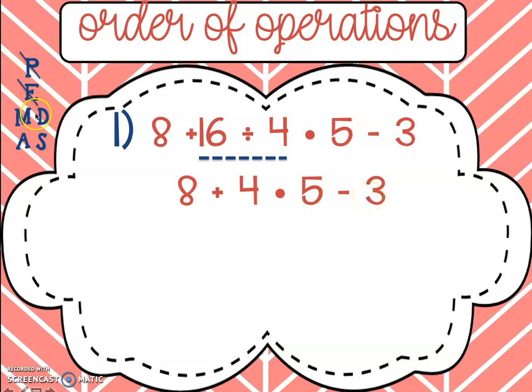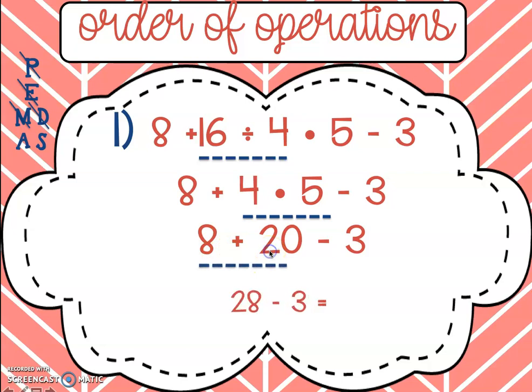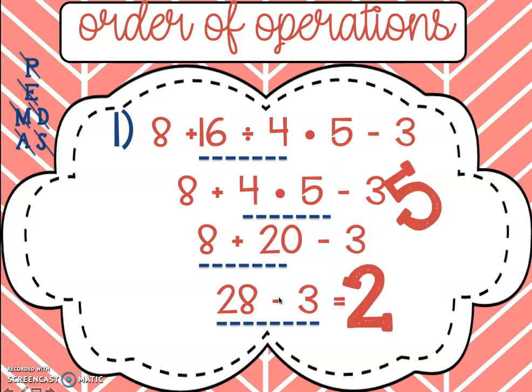Using order of operations, we did our division. Now we're going to do our multiplication, which is 4 times 5. So now we have 20, so 8 plus 20 minus 3. Now we look at our last tier, and we've got to decide: are we going to add or subtract first? Looking at our problem from left to right, we're going to do our addition. So we have 8 plus 20, that gives us 28. The last step is to subtract 3, so we have our final answer of 25.